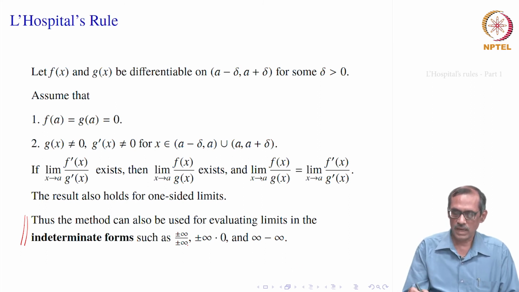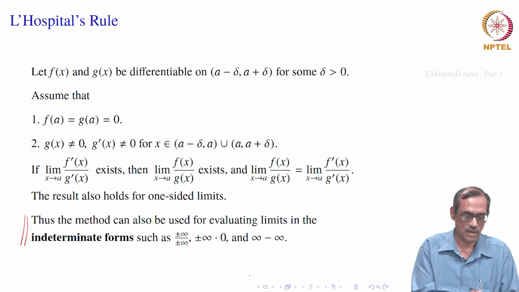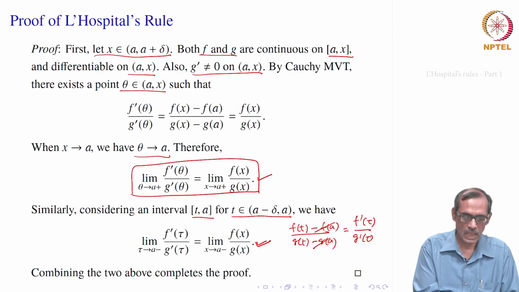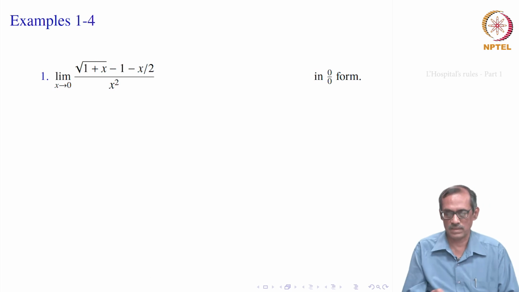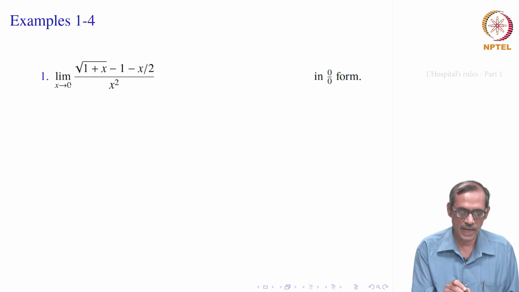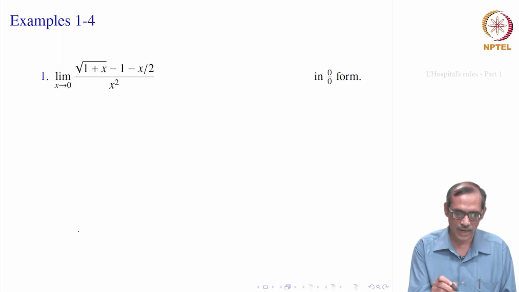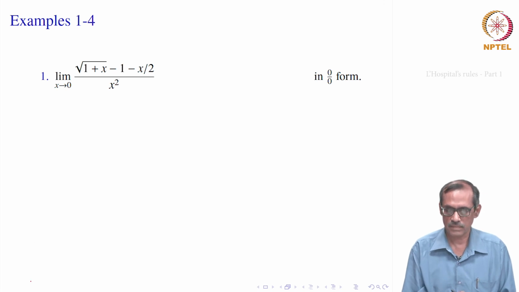Even x goes to infinity or x goes to minus infinity, similar things can hold. That is what our observation says. Okay, so let us take some examples where we can apply this. Let us take first the limit as x goes to 0 of (square root of 1 plus x minus 1 minus x by 2) divided by x square.